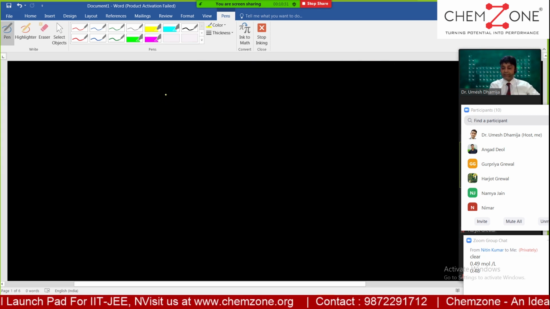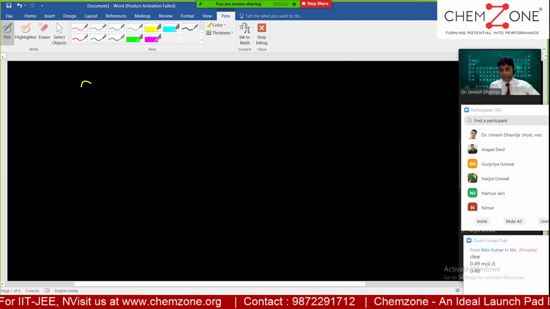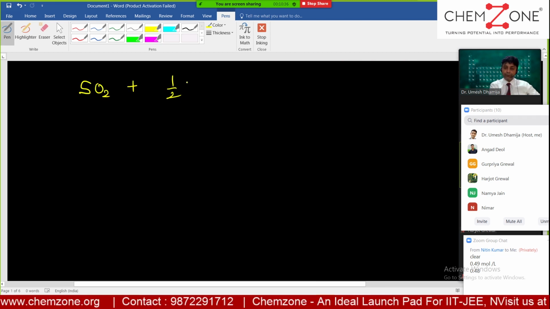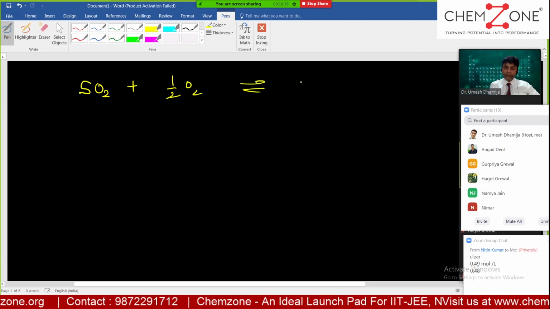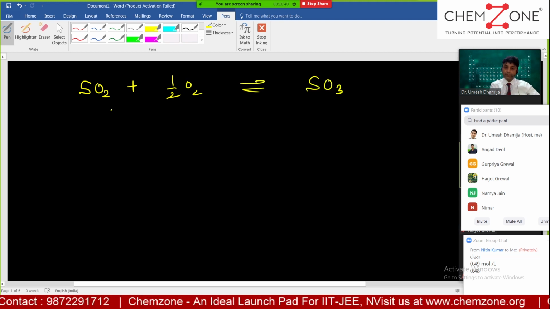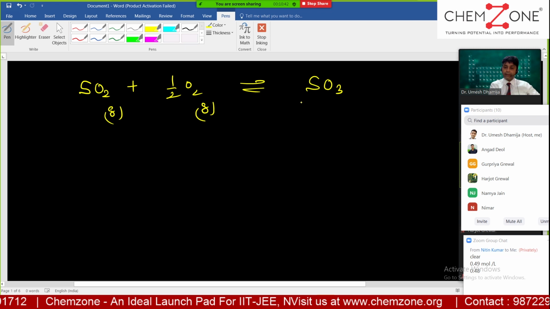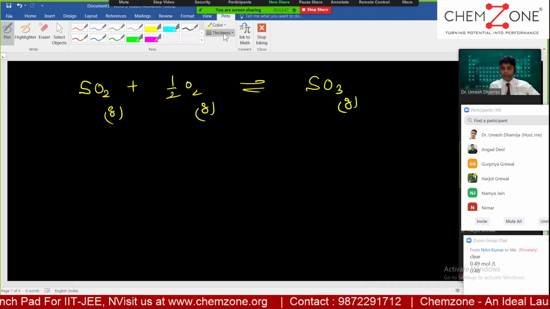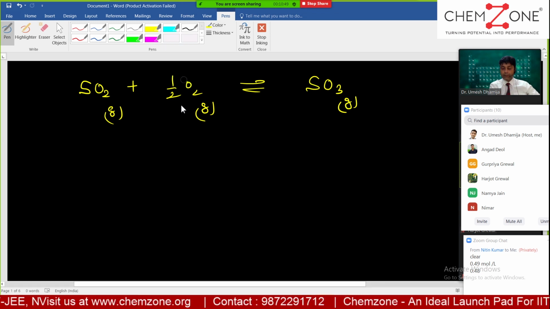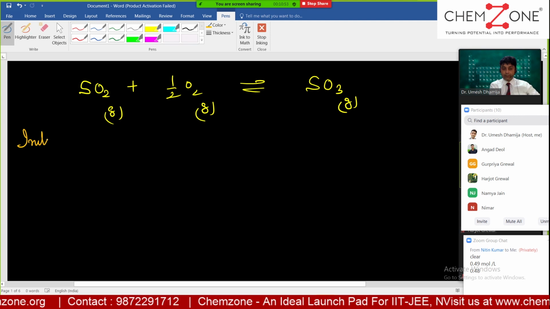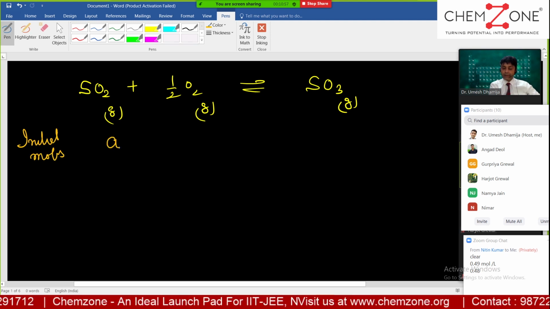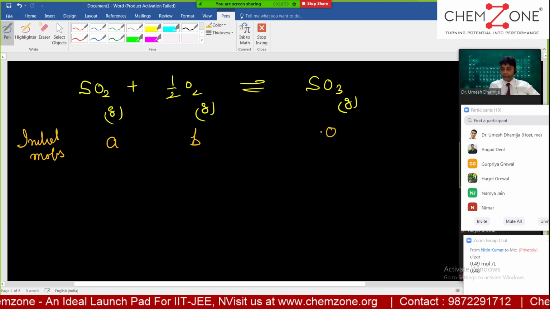So I'm now changing the equation. All of you see here, sulfur dioxide plus half mole of oxygen in equilibrium with the sulfur trioxide. Now, gas and gas. Initial number of moles are, let it be A and B.